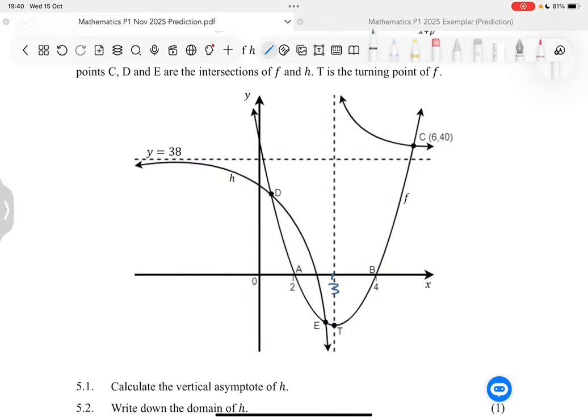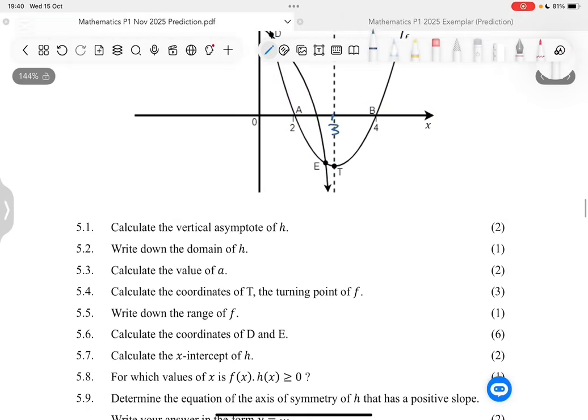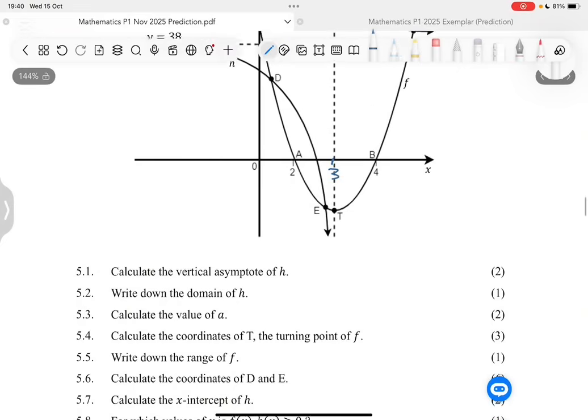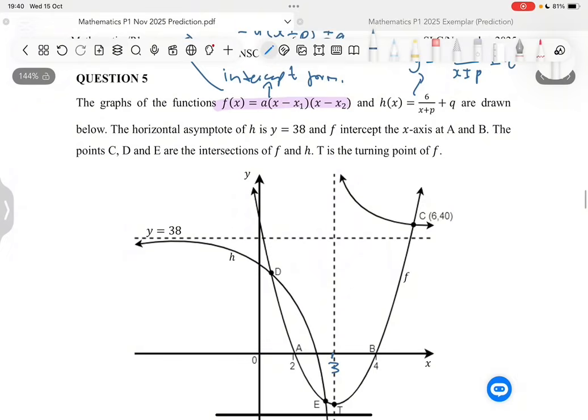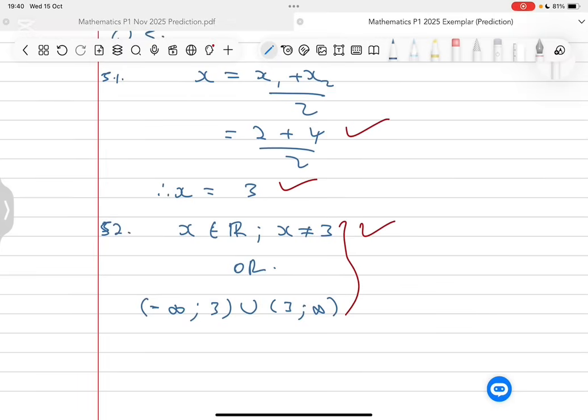Now moving on to question 5.3, we are requested to calculate the value of a. Now if you look at a, it is on the parabola, it is on our function parabola. So to answer this question, what I'm going to do here is take our original function given by the equation f of x is equal to a times x minus x1 times x minus x2.